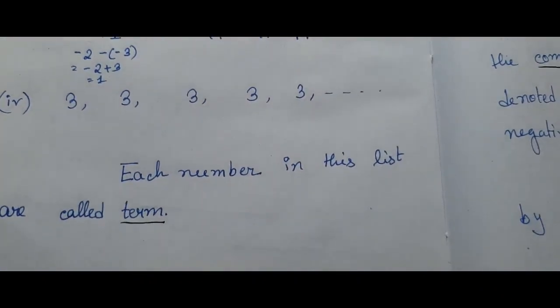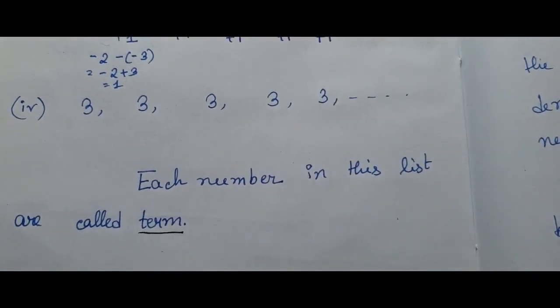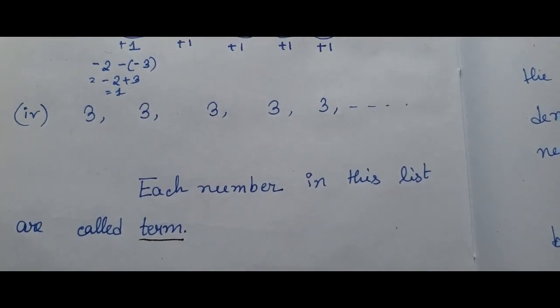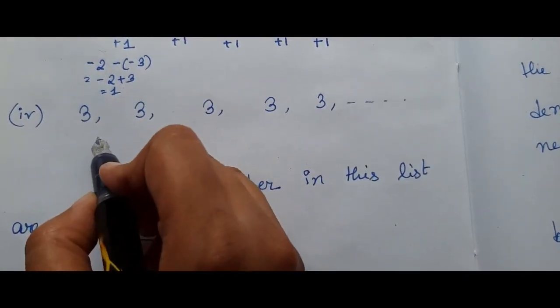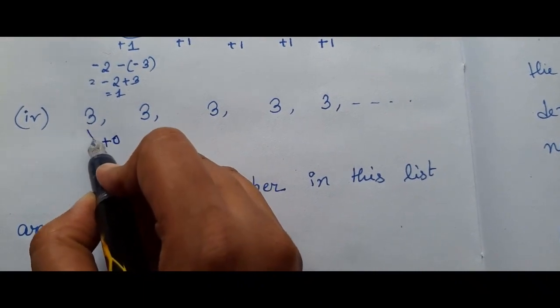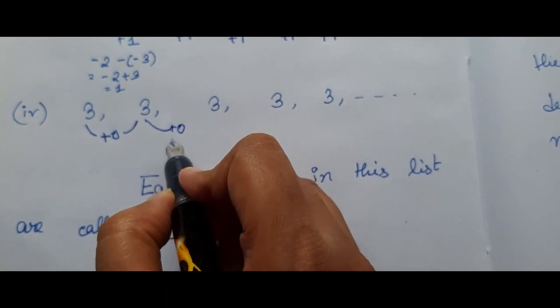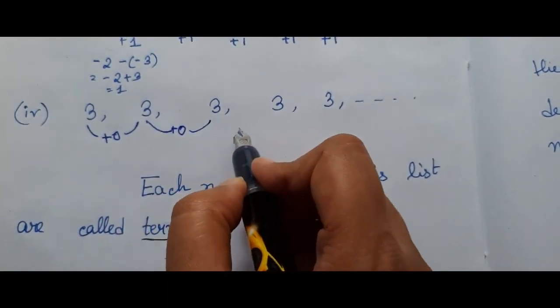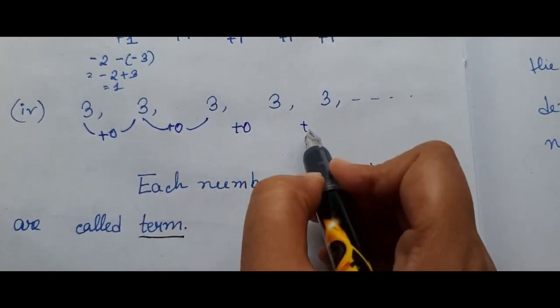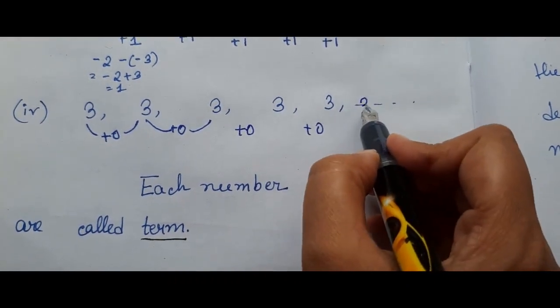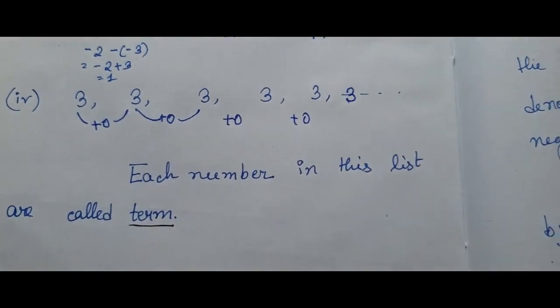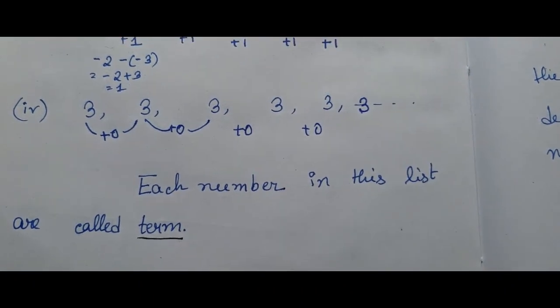Now look at the fourth example. Here it is 3, 3, 3, 3, 3, and so on. Now you can say that if I add 0 to the first term, I will get the second term. Again, if I add 0 to the second term, I will get the third term. Similarly, plus 0, that means the fifth term will also be 3, the sixth term will also be 3, the seventh term will also be 3.